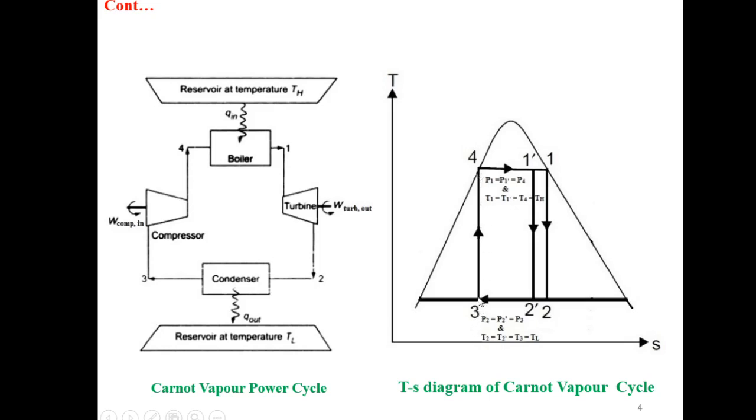If point 3 is on the left side, then there will be a change in point 4, due to which our process will not be a constant temperature process, that is 4 to 1. So there is a limitation for point 3, it must be here. When this point is here, it is difficult to design such a condenser that will produce point 3 exactly here.